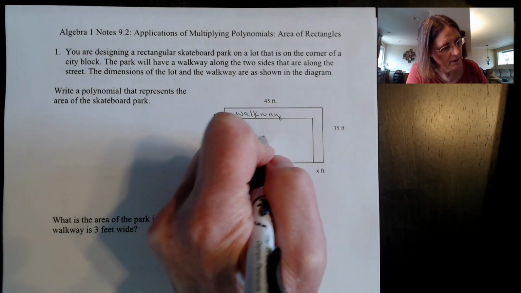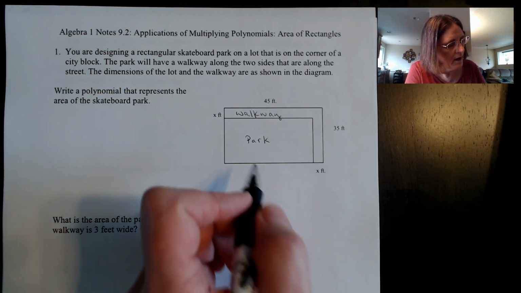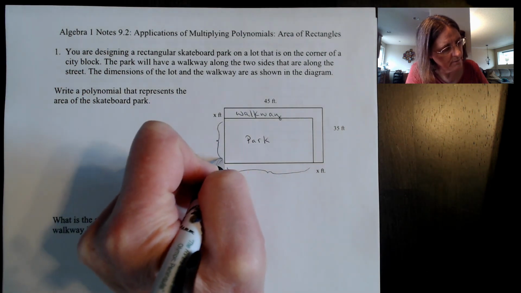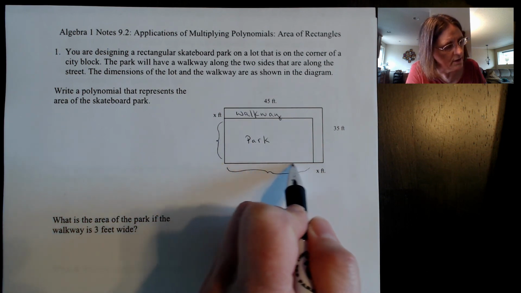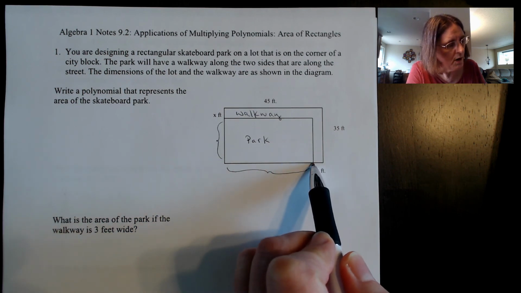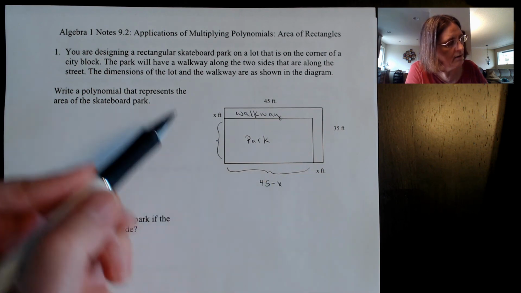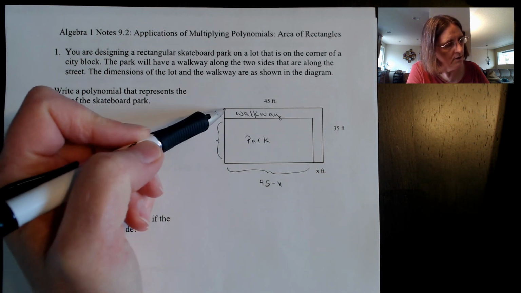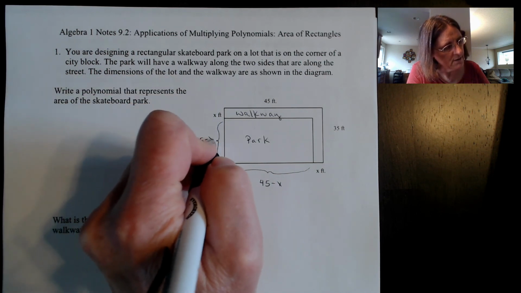Here's the park. In order to write a polynomial that represents the area, I have to know what the base of the park is and what the height of the park is. To find the base of our park, we know that the entire distance across here is 45 feet. If we take away the x that represents the walkway, we're left with 45 minus x. On the height of the rectangle, our entire distance is 35 feet. If we take away the x that represents the walkway, we're left with 35 minus x feet.